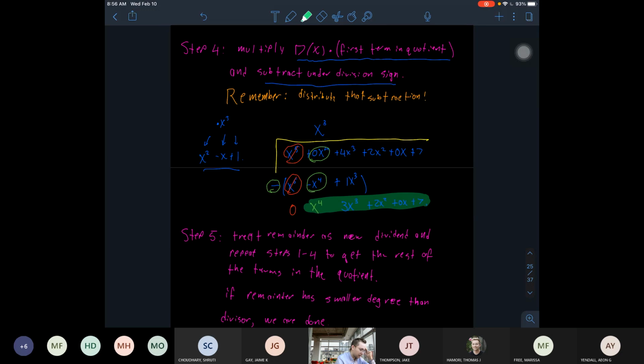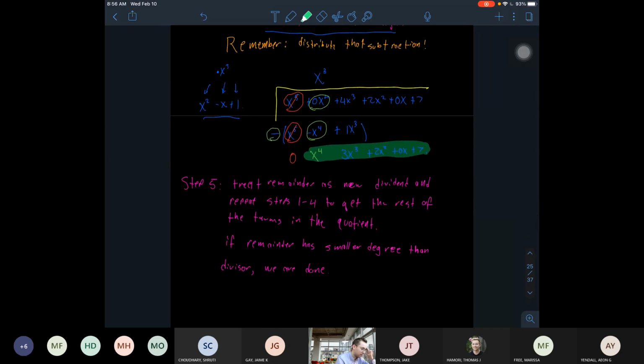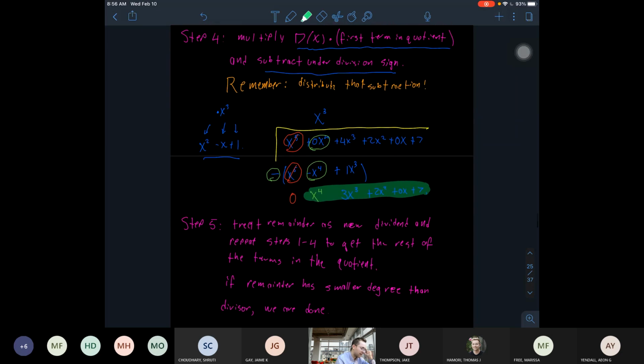Okay. And here's what we're going to do. We're going to now repeat this process. We're going to repeat the exact same process on this new polynomial. Okay, so the next term in the quotient is going to be the term which I get by taking the first term of our new remainder and dividing it by the first term of our divisor again.